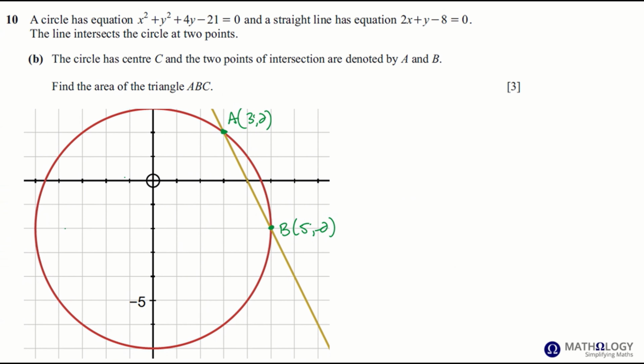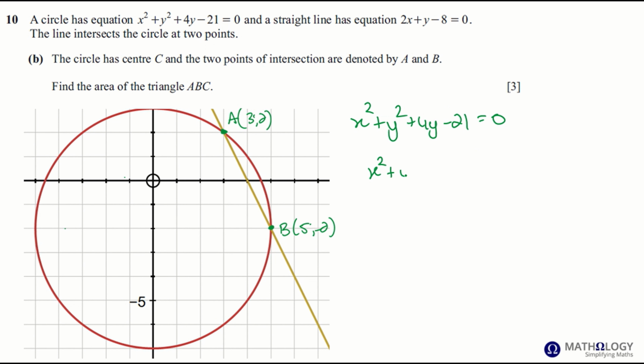Okay, so we've marked points A and B. We now need to just find the center of the circle. So we are going to complete the square for both x and y to the right.